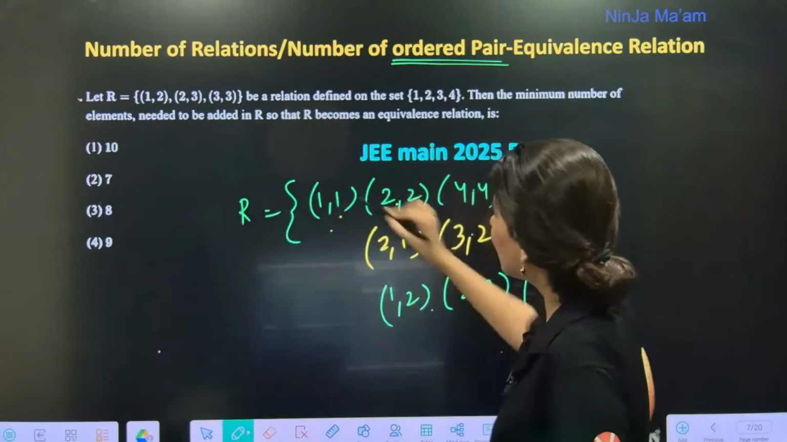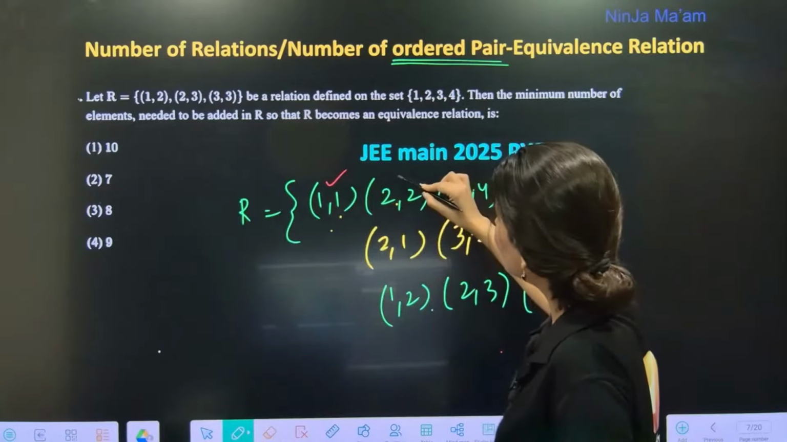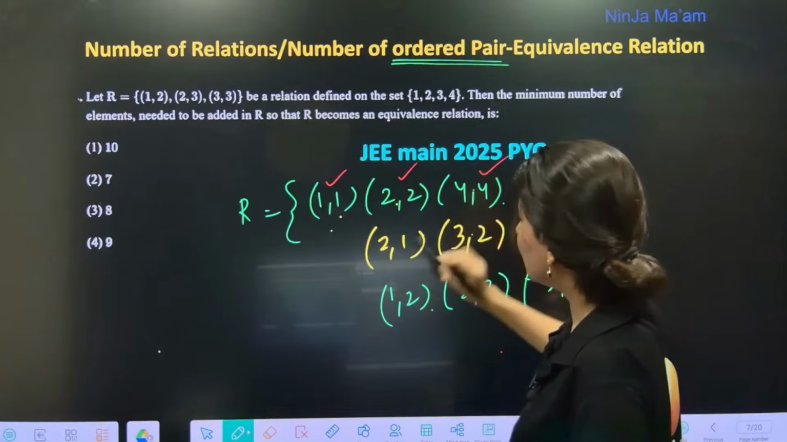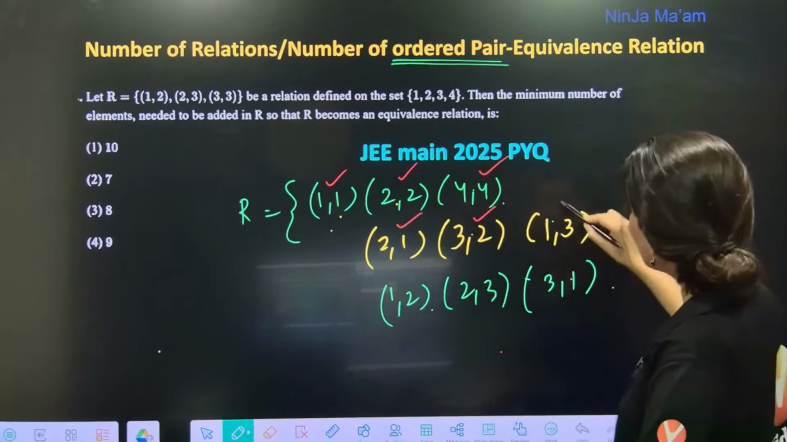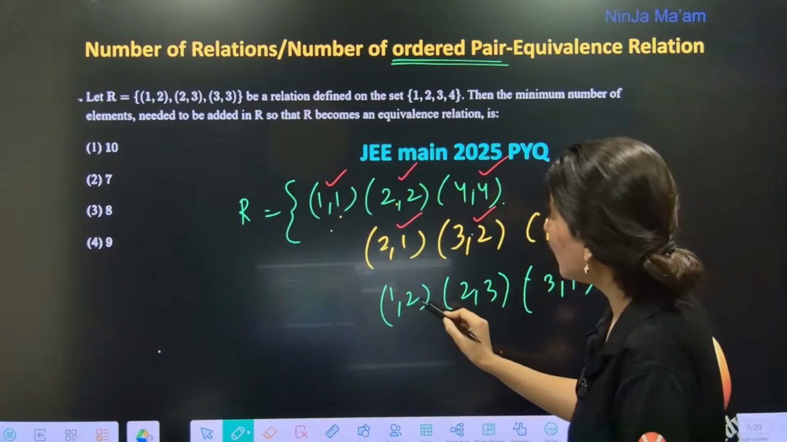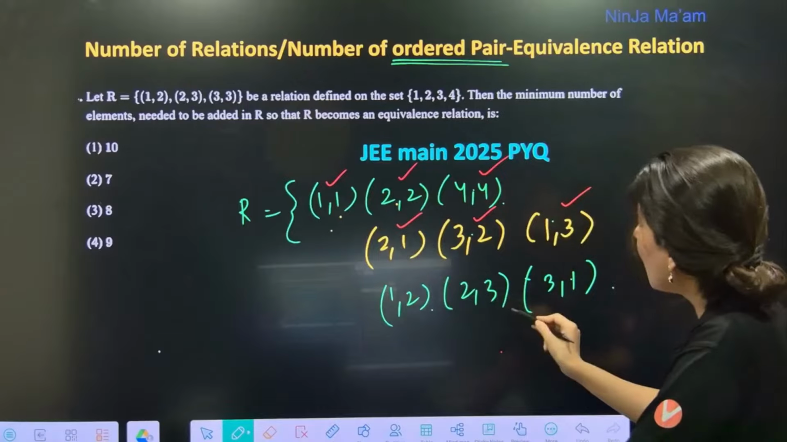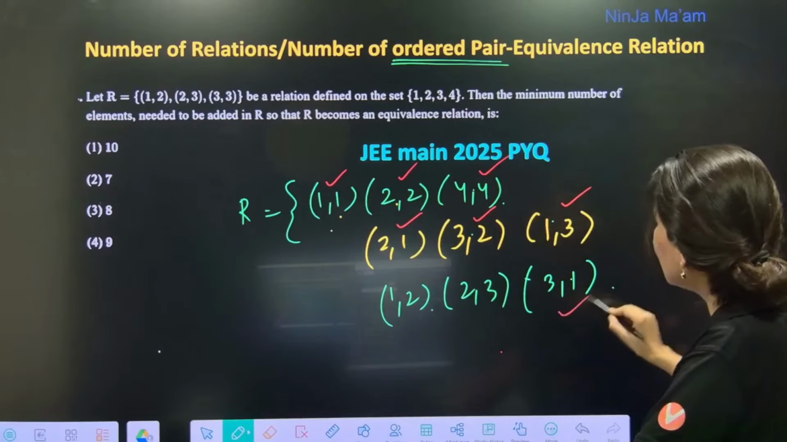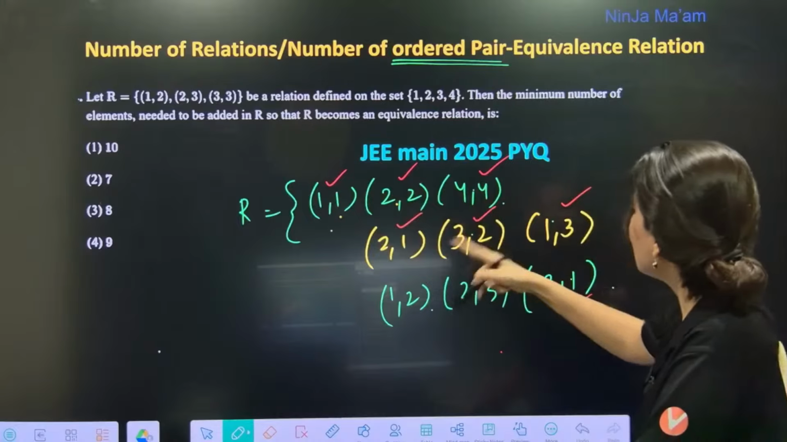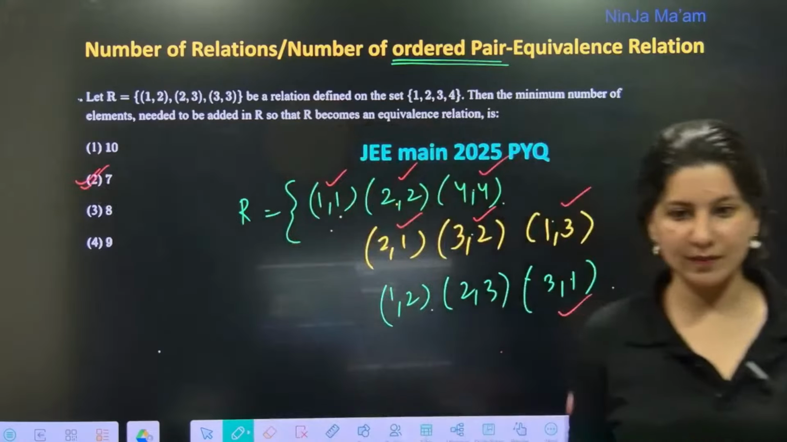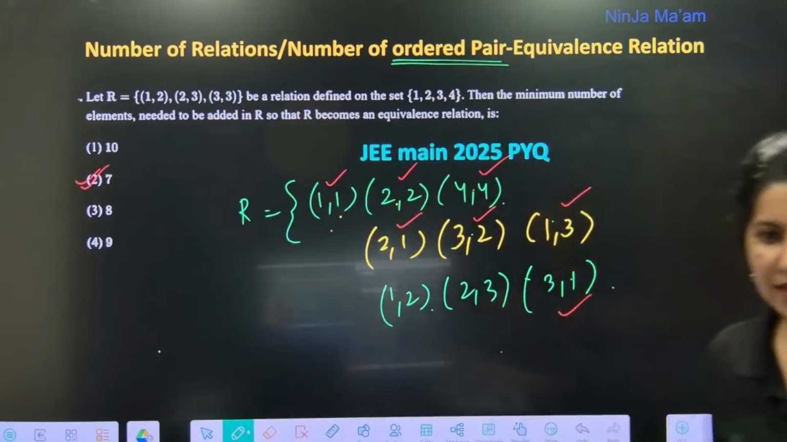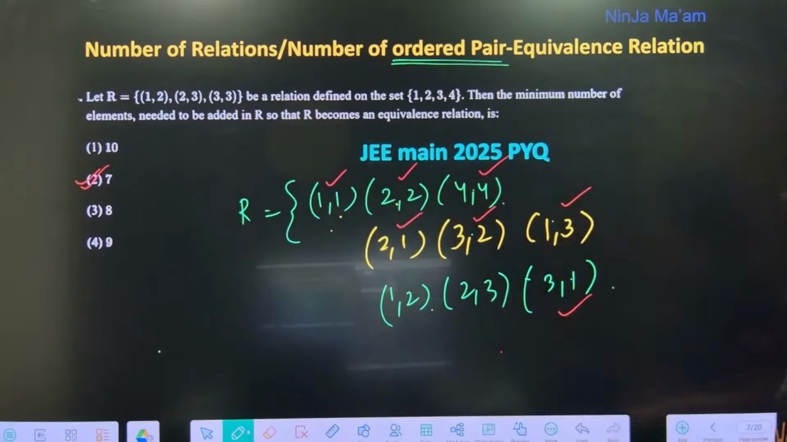Let me check. 1, 1 new. 2, 2 new. 4, 4 new. 2, 1 new. 3, 2 new. 1, 3 new. Now 1, 2 is already there. 2, 3 is already there. 3, 1 new. So now 1, 2, 3, 4, 5, 6, 7. 7 ordered pairs. Okay, 7. Alright. Yes. Clear?